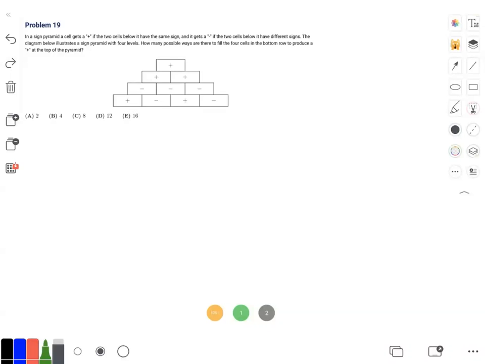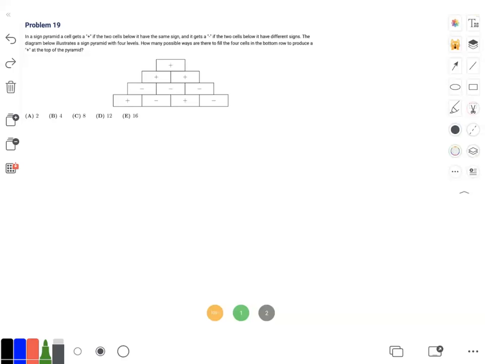Hello guys, this is the 2018 AMC 8 problem number 19. In a sign pyramid, a cell gets a plus if the two cells below it have the same sign, and it gets a minus if the two cells below it have different signs. The diagram below illustrates a sign pyramid with 4 levels. How many possible ways are there to fill the 4 cells in the bottom row to produce a plus at the top? Okay, so let's first look at this example.